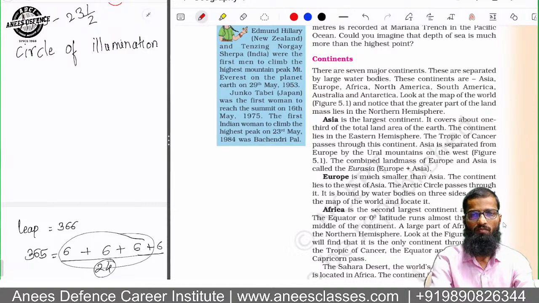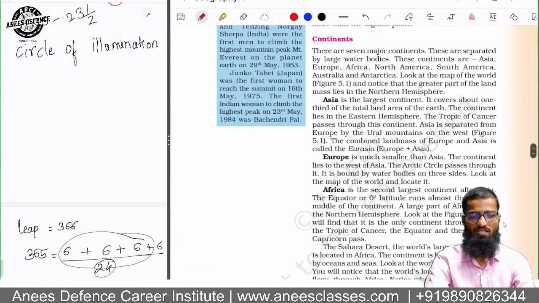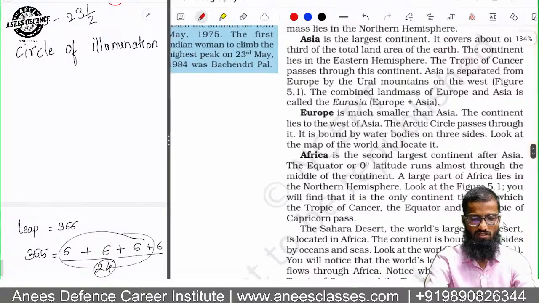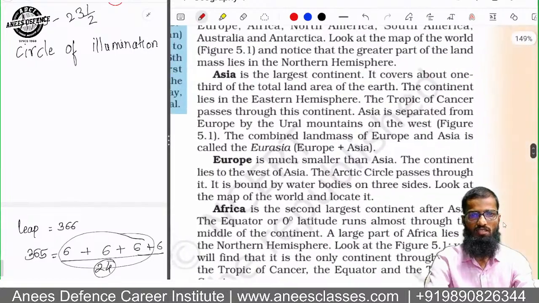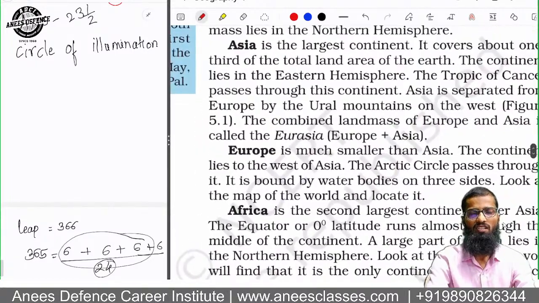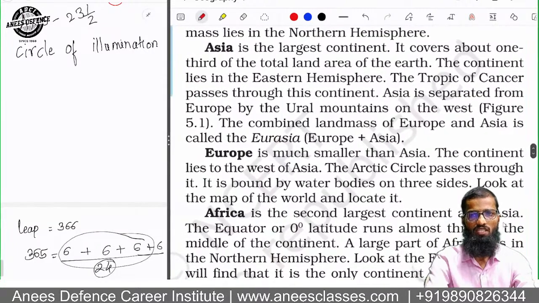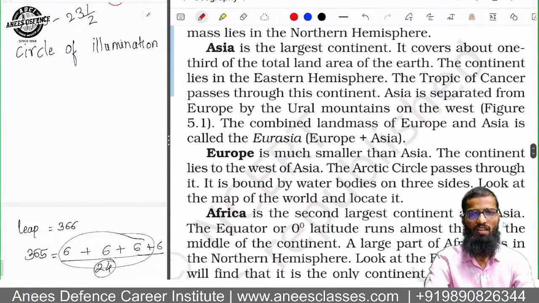These are Asia, Europe, Africa, North America, South America, Australia, and Antarctica. So you have these 7 continents in the world. Asia is the largest continent. Remember this. Asia is the largest continent in the world. It covers about 1/3 of the total land area of the earth. Who has 1/3 of the world's landmass? Asia. The continent lies in the eastern hemisphere.